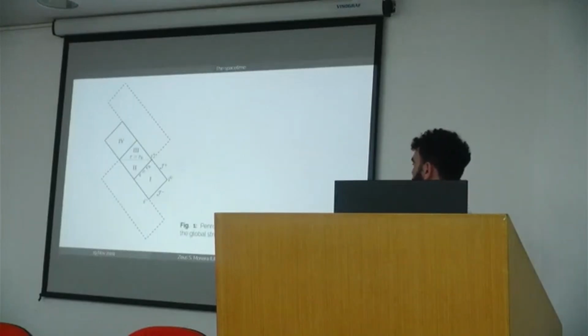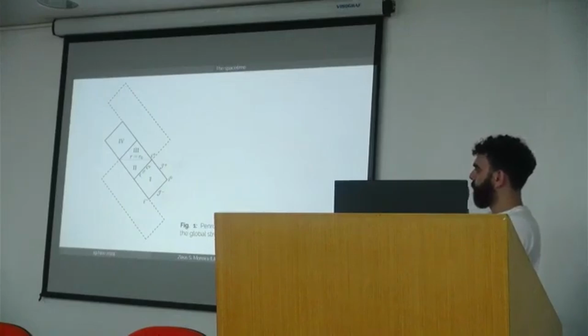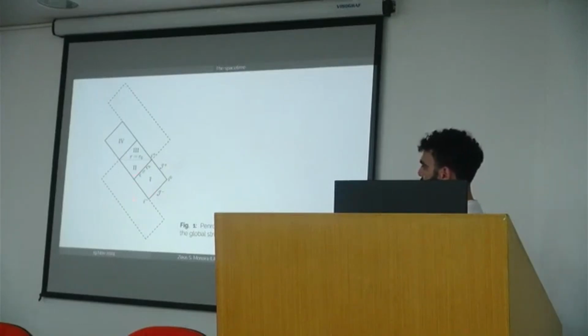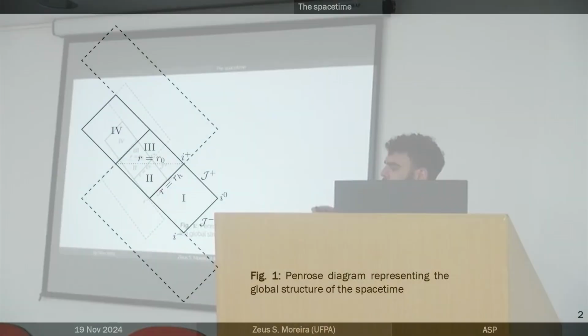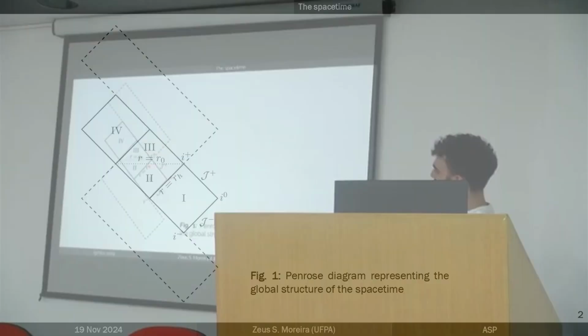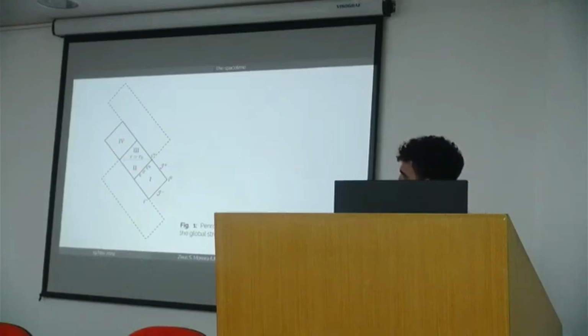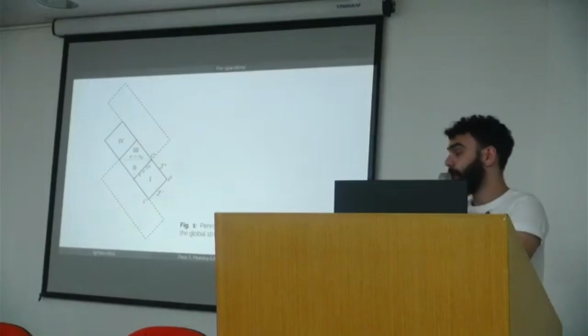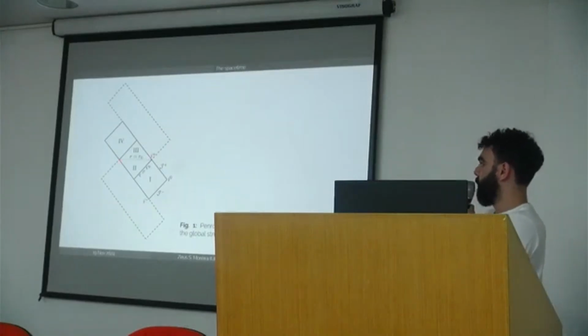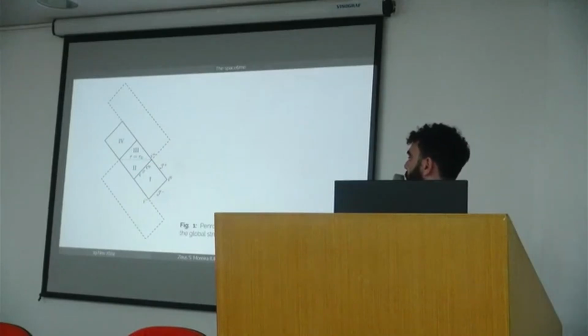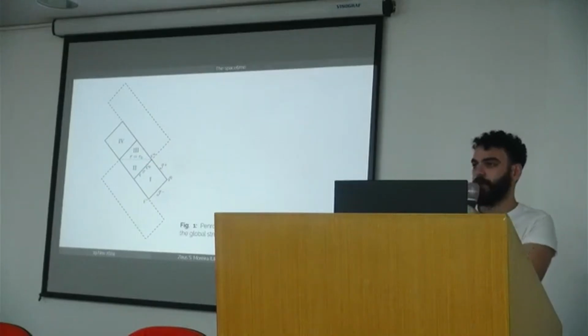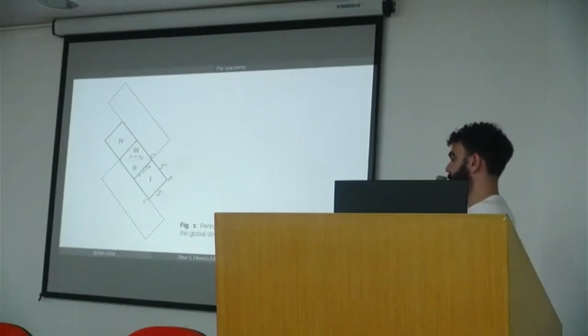Here I'm showing a Penrose diagram that represents the global structure of the spacetime. If you are an observer here in region 1 that is falling into the horizon represented by this diagonal line, r equals r_H, as you enter region 2 you will cross several trapped surfaces until you reach this surface r equals r_0, and afterwards you will cross several anti-trapped surfaces in region 3 until you emerge out in region 4. So the spacetime is everywhere regular, and the Schwarzschild singularity is replaced by this minimal time-like surface r equals r_0, which represents the global structure of a black bounce.